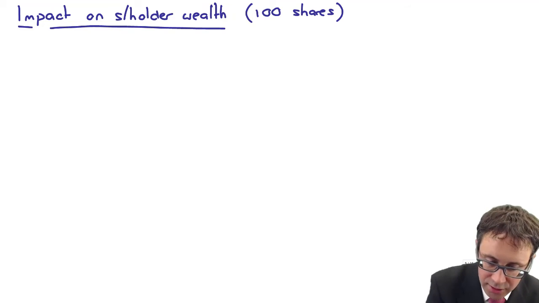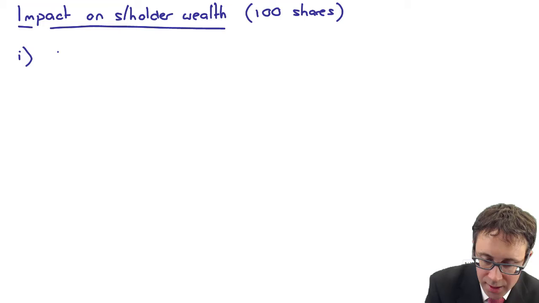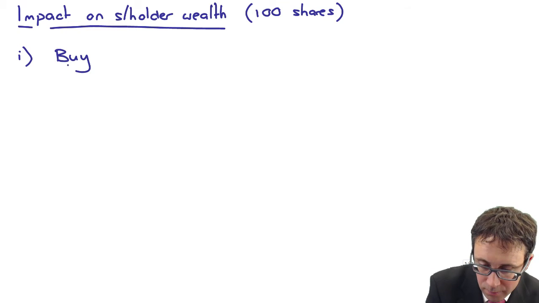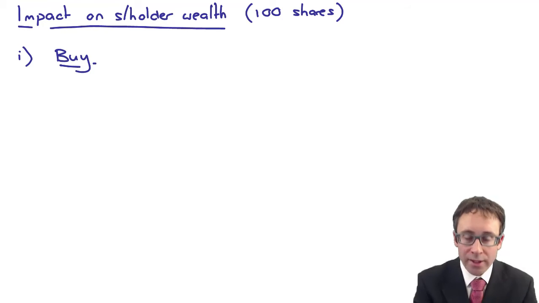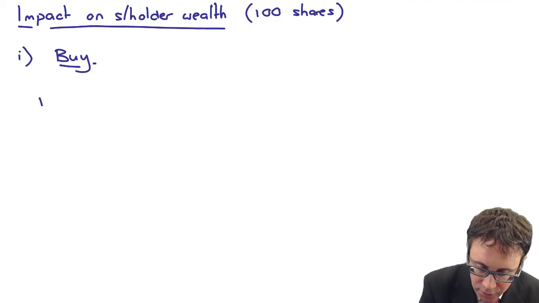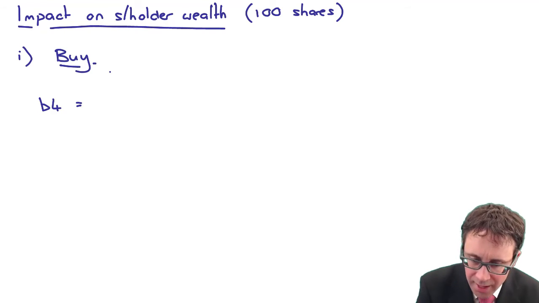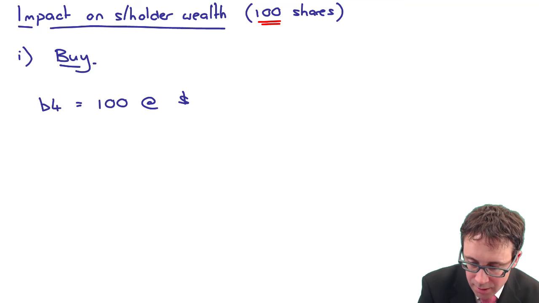Let's say scenario number 1 is that you buy the shares. So we need to look at the wealth before. Before, I have 100 shares, don't I? And they were at $5 per share.